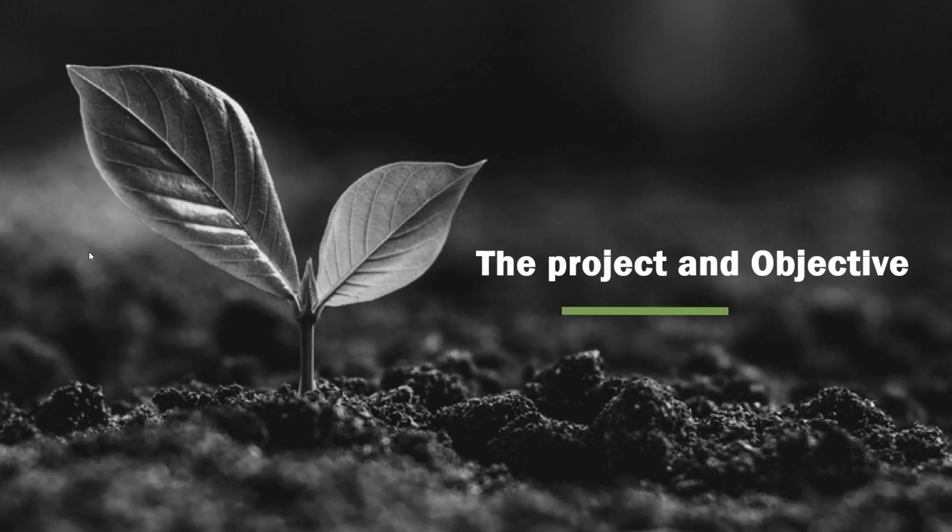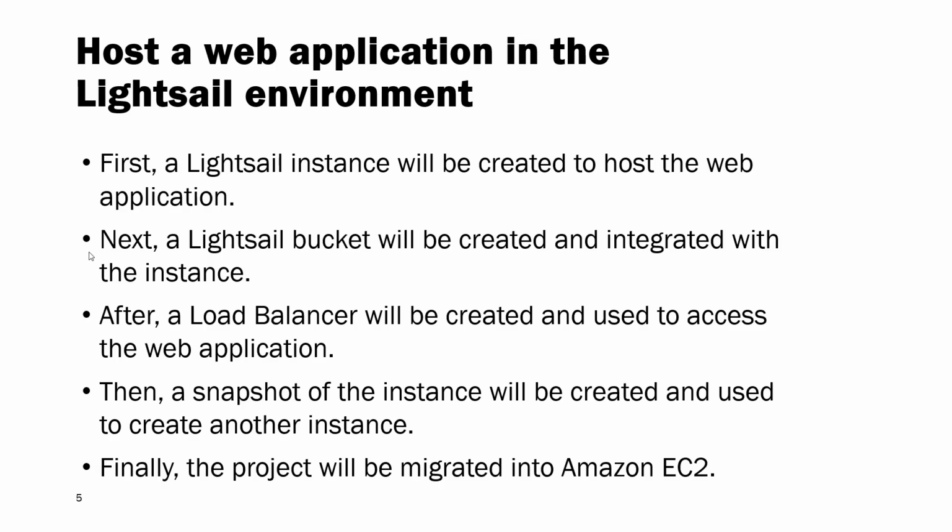The project and objective. We're going to be hosting a web application in the Lightsail environment. First, a Lightsail instance will be created to host the web application. Next, a Lightsail bucket will be created and integrated with the instance. After, a load balancer will be created and used to access the web application. Then, a snapshot of the instance will be created and used to create another instance. Finally, the project will be migrated into Amazon EC2.